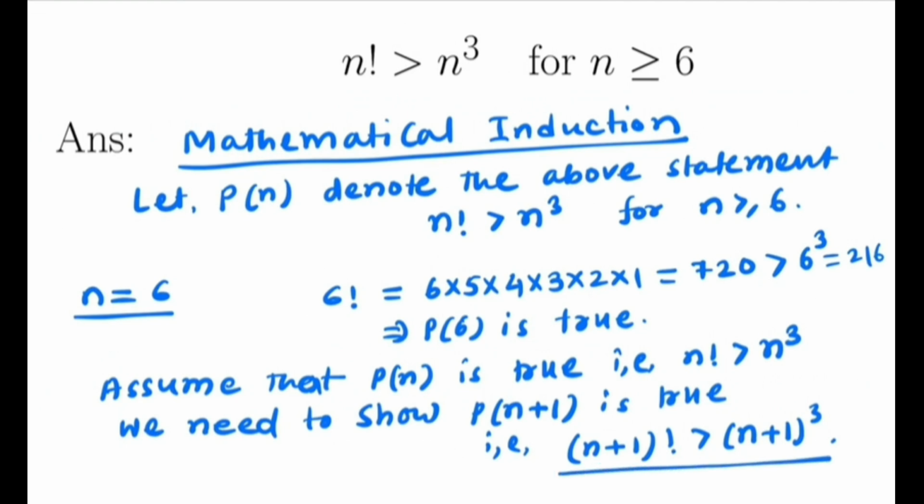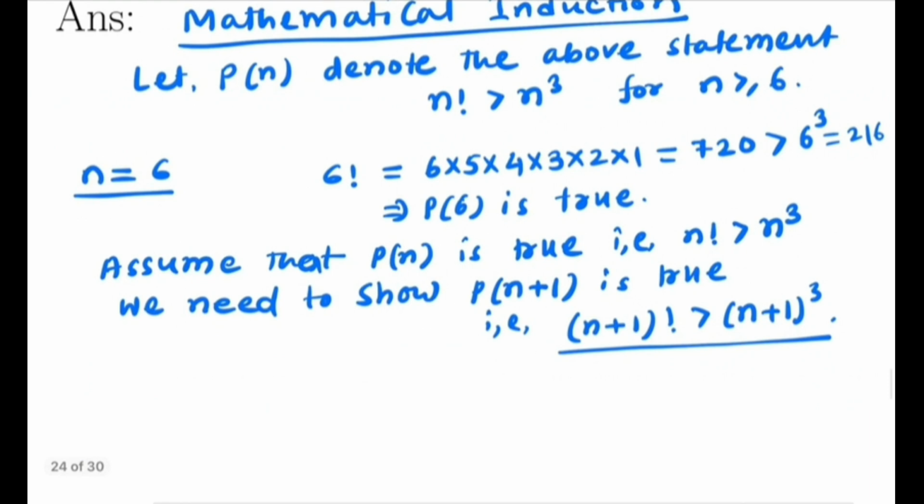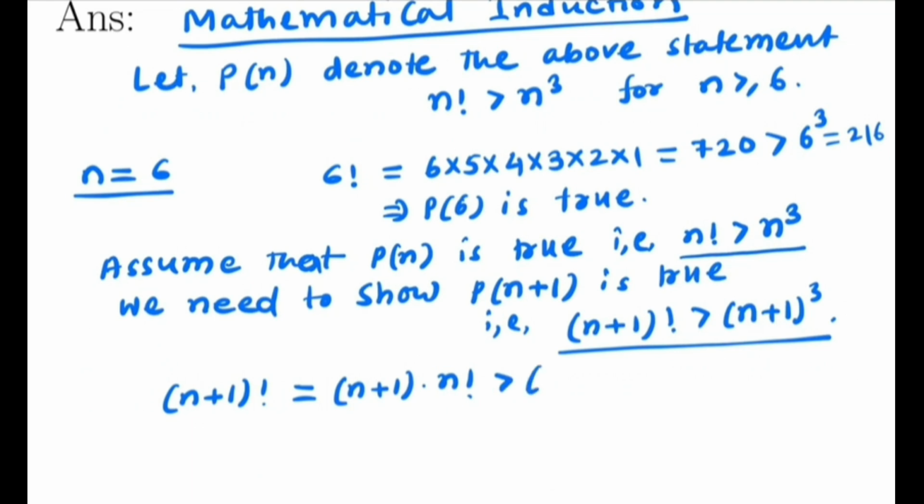So start with the left hand side of the inequality. The left hand side is n plus 1 factorial, which can be written as n plus 1 into n factorial. Now we know that n factorial is bigger than n cube by the induction argument, which is P(n) is true. So by this we can write n plus 1 into n cube, which if I multiply is n to the power 4 plus n cube.